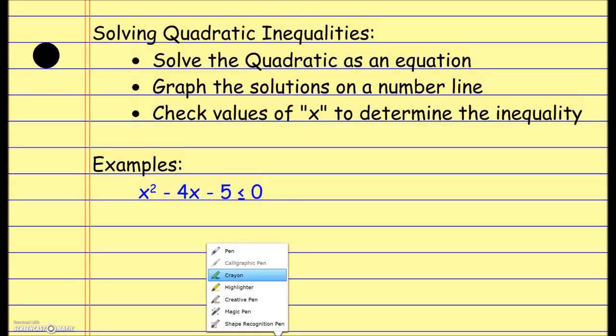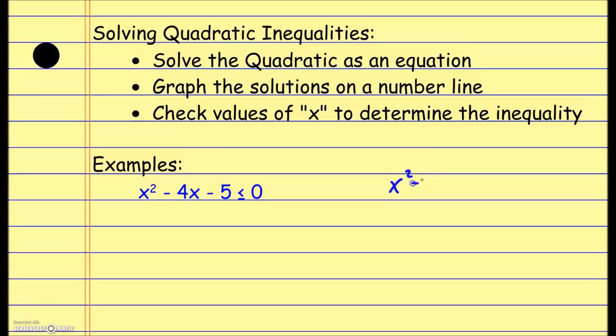The first thing I do here is I treat this like an equation. I look at this as x squared minus 4x minus 5 equals 0, and I'm going to solve that. I always check factoring first. So I build a bridge that gives me a negative 5. The two numbers are going to be a negative 5 and a positive 1. Since I have an a value of 1, I can go right to my two factors, the x minus 5 and the x plus 1.